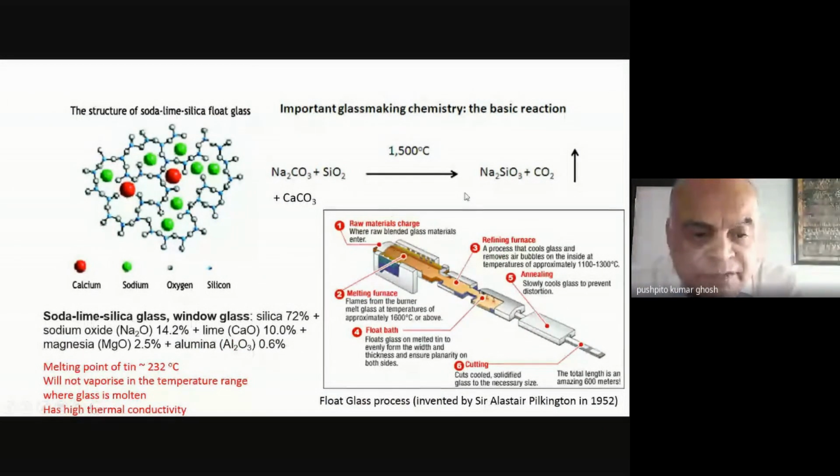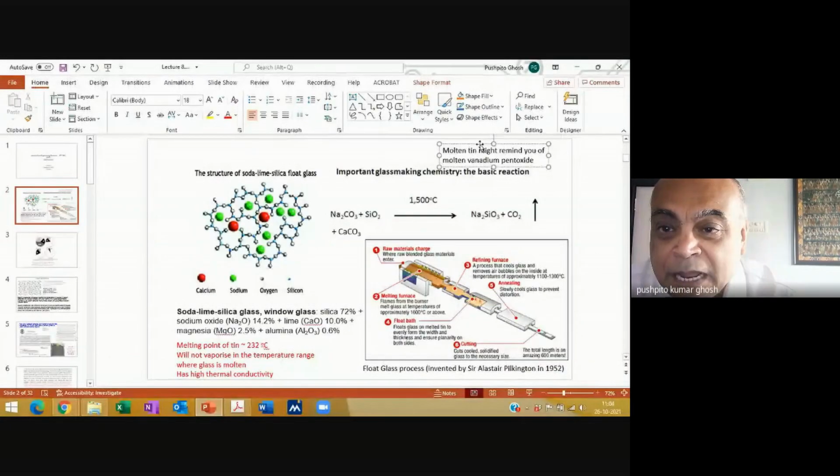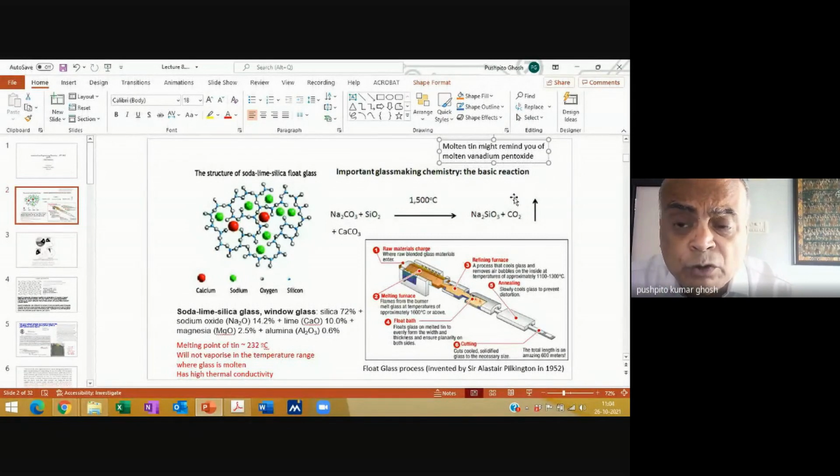Does this kind of a thing, of tin being molten while glass is being produced, remind you of something else which we have learned by analogy? How was vanadium pentoxide used? So it was melted liquid. Molten state. Yes, sir. You can see it's interesting. Things which are normally solid and you'll always imagine them as solids, under the conditions of use, they are molten.